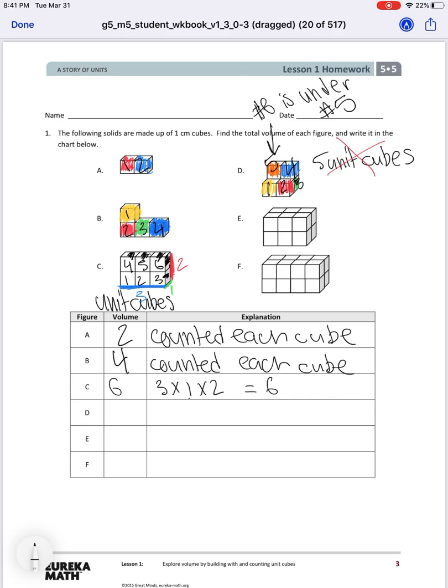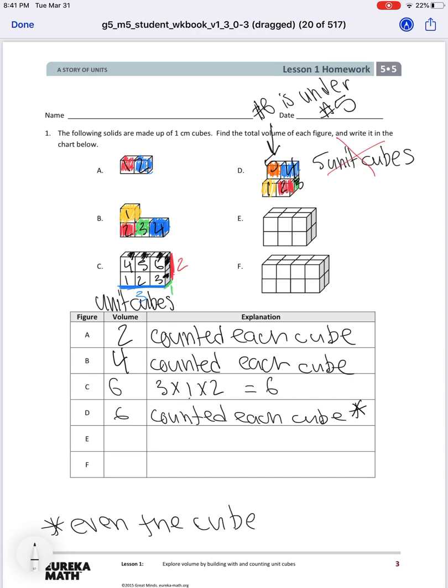Now, we know that there are 6 cubes here, and we counted each cube. I'm going to put a little asterisk here and come down here. Even the cube hiding. Not hiding, but the cube underneath number 5.